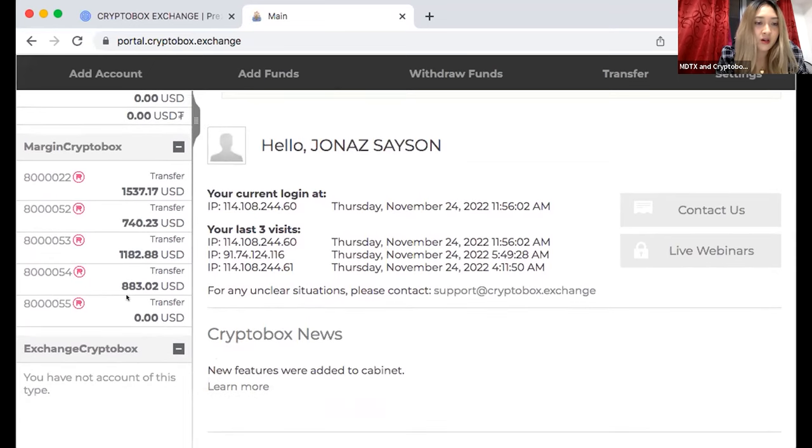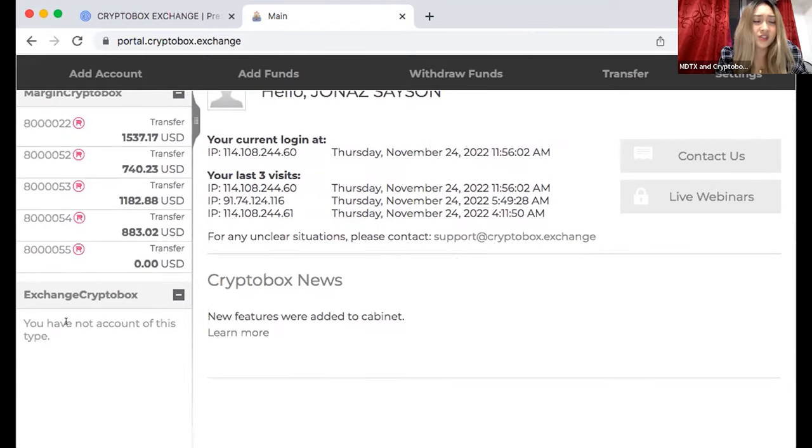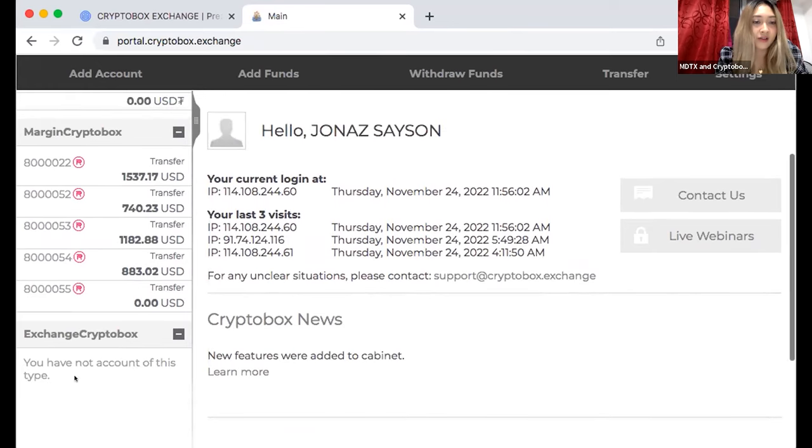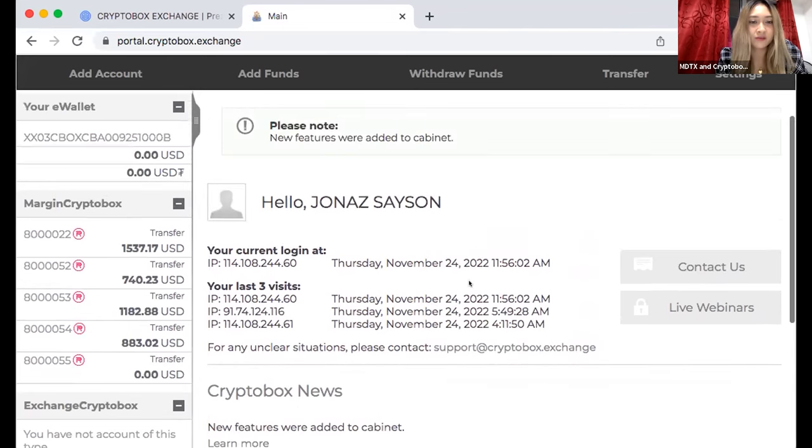Five margin accounts, but out of these five margin accounts, I'm only able to trade actually 1, 2, 3, 4, because these are the only funded accounts, okay? And then there are no exchange accounts in this profile. What exchange accounts are usually for is if you want to do spot trades. So that's when you create an exchange account. But I have not made one because I don't really do spot trading.